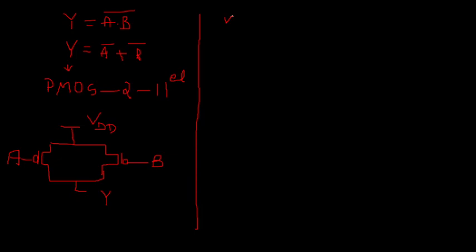For the pull-down network, what should be the output? Here Y is given as (A dot B) whole bar. So Y bar will be equal to what? (A dot B) double bar, and the double bar gets cancelled. So Y bar basically is A dot B. Now we will go step by step.